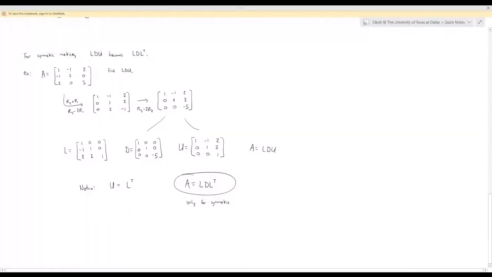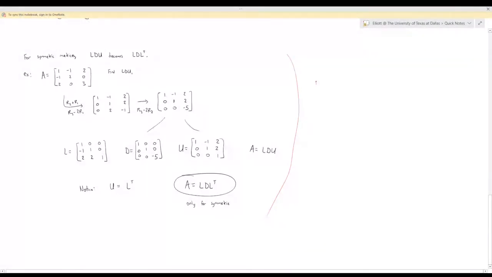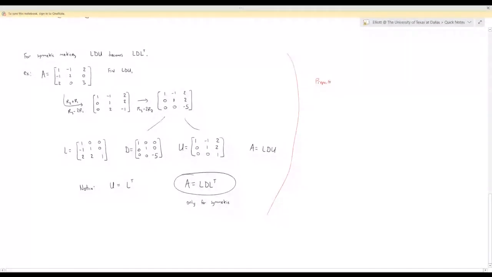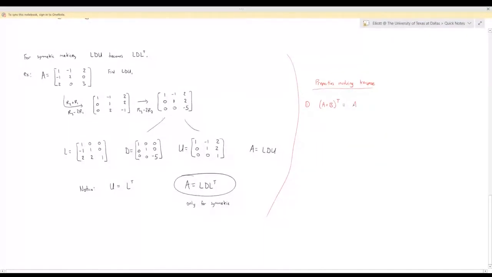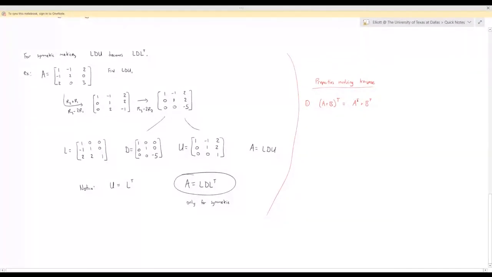One more thing I want to mention related to LU, but let me just briefly mention a few properties of the transpose. So one property is the transpose of a sum. It's the sum of the transposes. Okay.